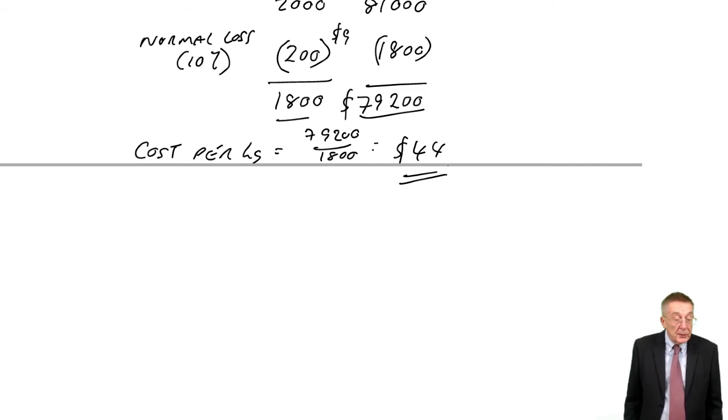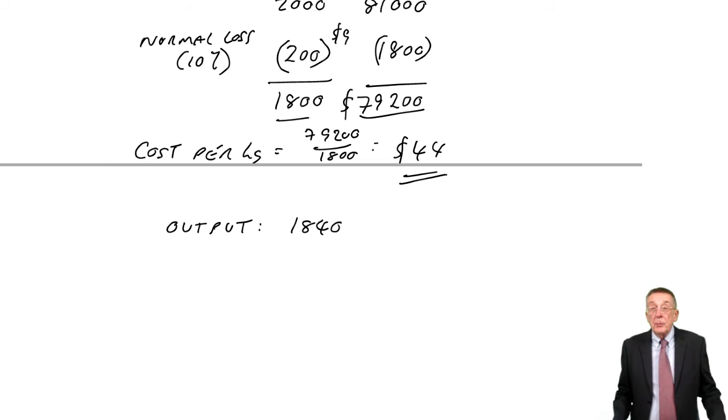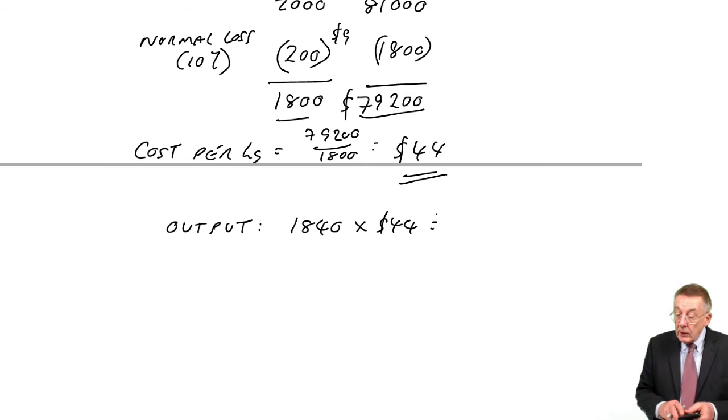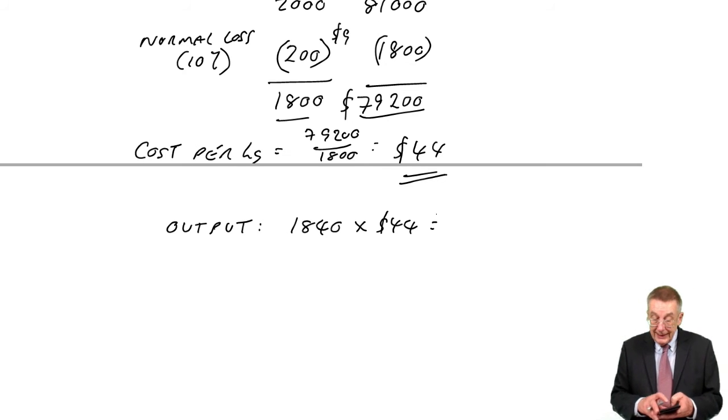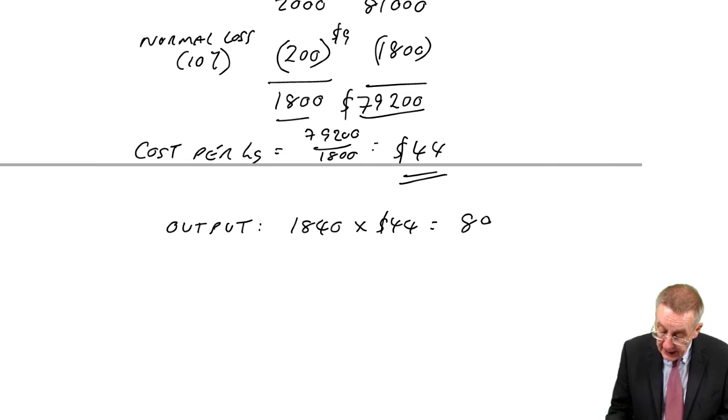And let's cost things out. Let's look now and see what the output was. The output was 1,840 kilos. Well, any output is valued at the full cost per unit of $44. So the output will be valued at 80,960. Oh dear, oh dear.